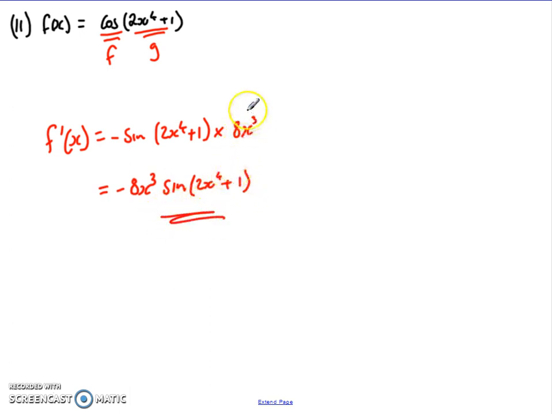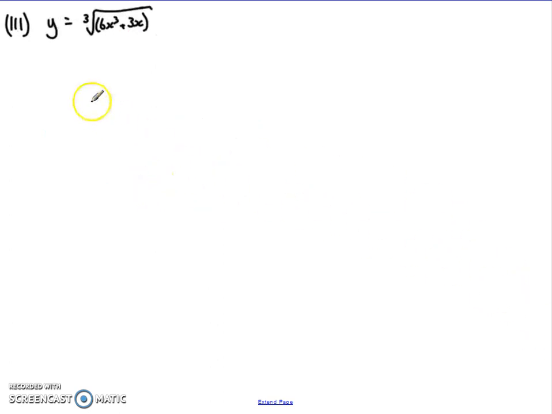Again, same thing I'm going to highlight to you: don't fall into the trap of thinking it's the bracket and this multiplying together. This is multiplying this whole function together. Again, think of it in brackets if you want to. Watch that little trap. The final question was y equals the cube root of 6x cubed plus 3x.